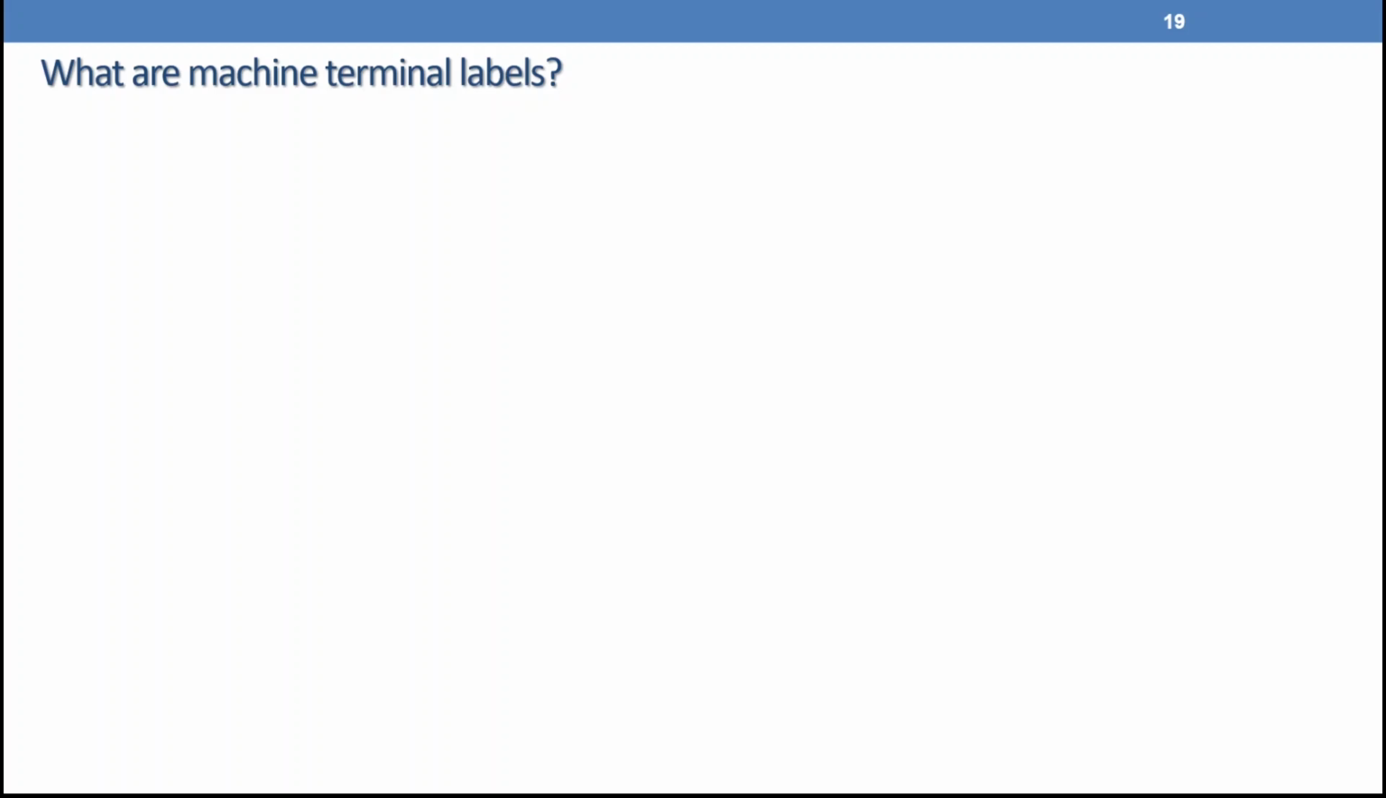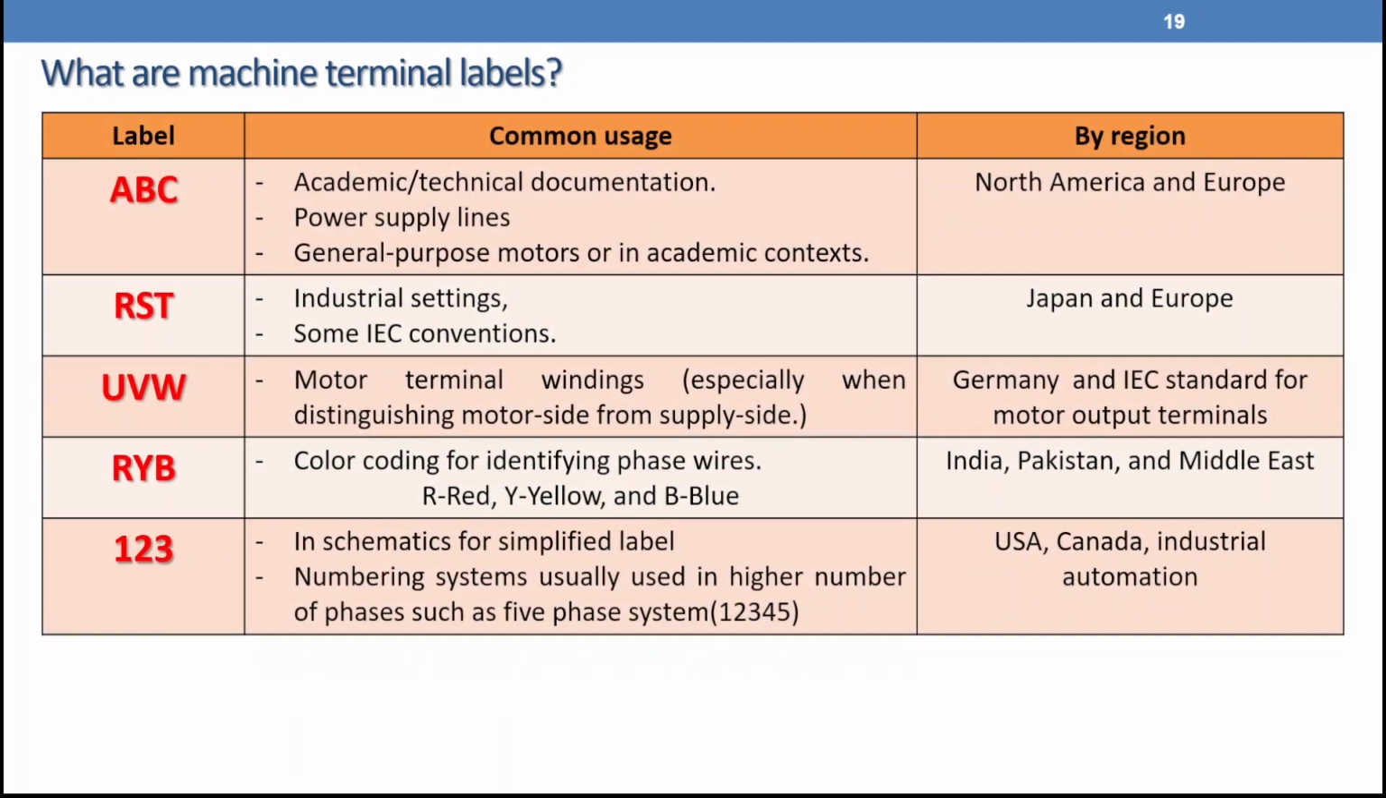Any difference? In electrical power systems, we have many labels: ABC, RST, UVW, RYB, and even 1, 2, 3. So it depends on the usage and the region. For example, ABC is used in North America and some areas in Europe. But usually ABC is used for academic and technical documentation, and general purpose motors in an academic context. Most of the textbooks like to use ABC for the power supply lines.